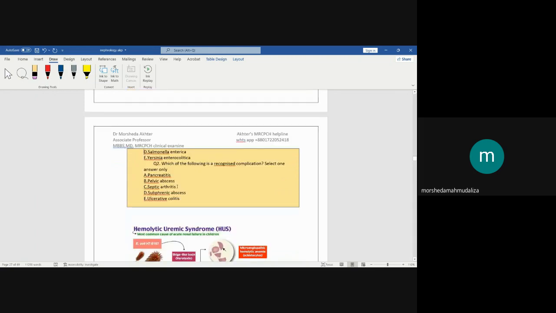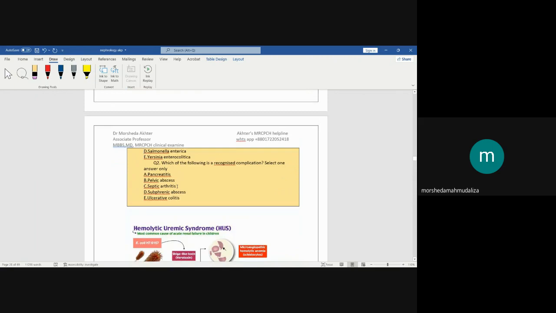So what is the causative agent? It is E. coli, not Shigella. Shigella is only for developing countries, but for developed countries we go for E. coli. How do they get E. coli? By exposure to animals, I mean undercooked meat, especially when they eat steak. Undercooked meat and dairy products also. When they drink raw milk, they get this Shiga toxin producing E. coli.